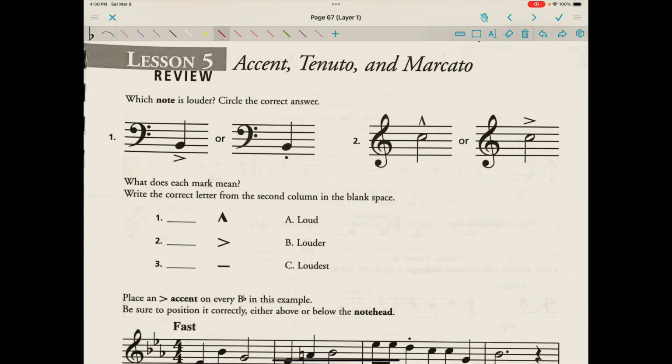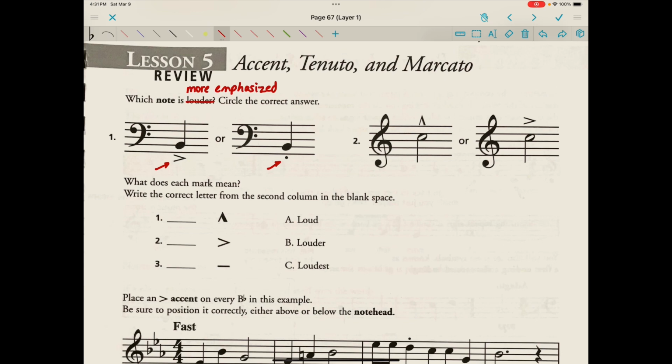Which note is louder? Nope. Which note is more emphasized? So we see an accent here. We know that that means that we should emphasize or stress or have a stronger attack on that note. And then we just see a staccato marking here. All that tells us is that we should make sure that this note is detached from the one that follows it.